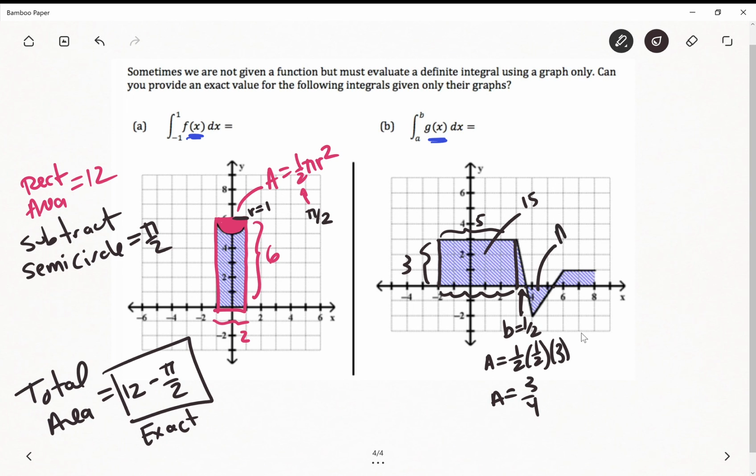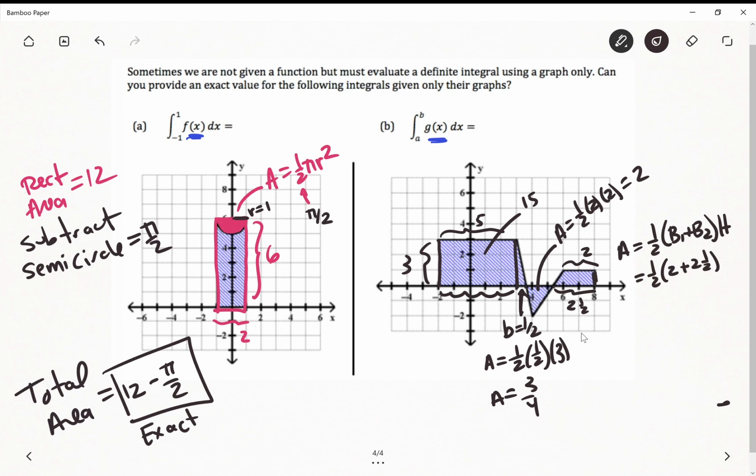And this triangle, we'll say the area is 1/2. We'll say the base is 2 and the height is 2. So it has an area of 2. And this trapezoid, we'll say, has a base of 2.5 and a base of 2. So a trapezoid has an area which is 1/2 the sum of the bases times the height. So we'll say 1/2 times 2 plus 2.5, and we see the height is 1. That gives us 1/2 times 4.5, which is 2.25.